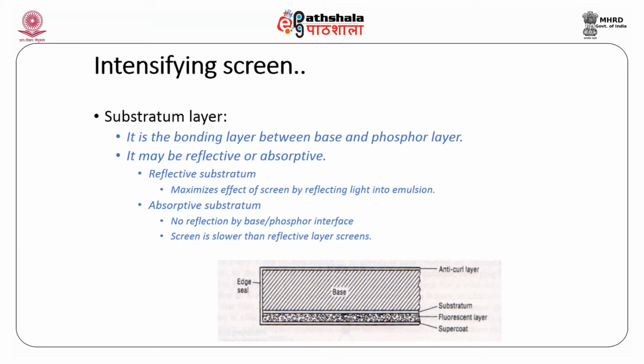Then there is a substrate layer. It is a bonding layer between the base and the phosphor layer. It may be reflective or absorptive. The reflective substratum maximizes the effect of the screen by reflecting light into the emulsion. With the absorptive substratum, there is no reflection by the base or phosphor, but the screen is slower than reflective layer screens, hence it can demand high doses of radiation.